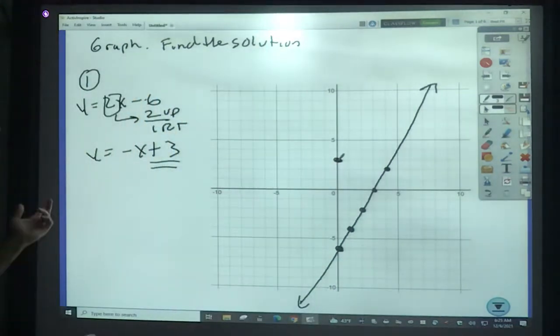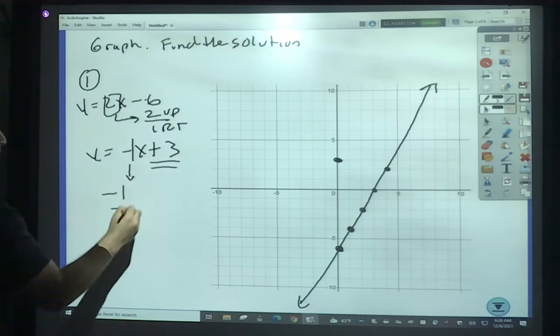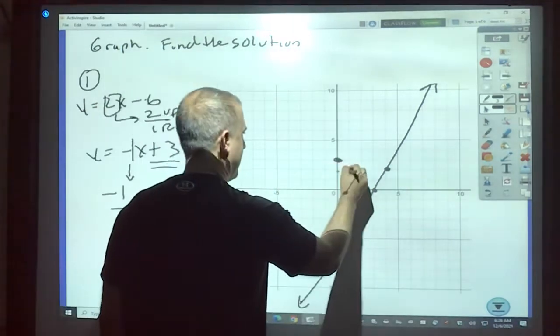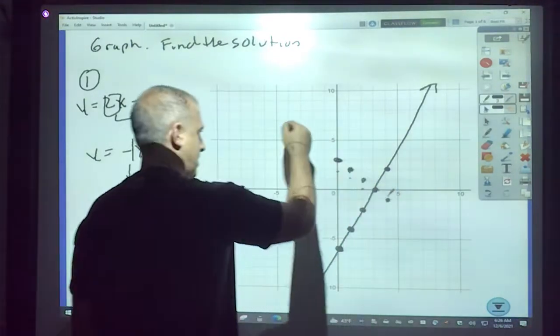Now, so we say, Mr. Evans, what's the slope on that? Well, that's a -1. What would that be as a fraction? -1/1. So that's 1 down, 1 right. So from here, 1 down, 1 right, and keep going. Okay, now here's this line.